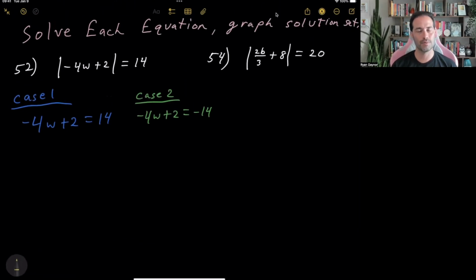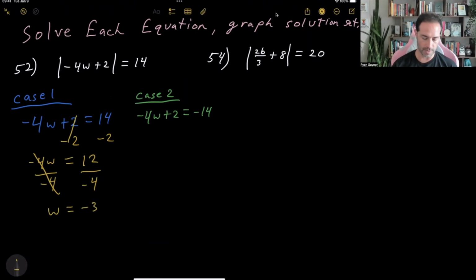So in algebra, we always do the opposite of what's happening. So we have a minus 2, a minus 2. We have negative 4w, that cancels out, equals 12. I divide by negative 4, because it's negative 4 times w, divide by negative 4, cancels out. That is w equals 12 divided by negative 4, which is negative 3. There's one of my solutions.